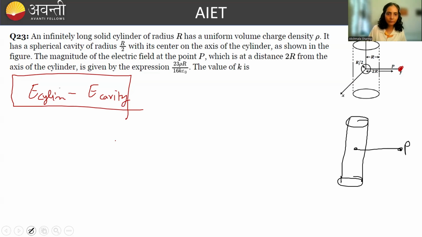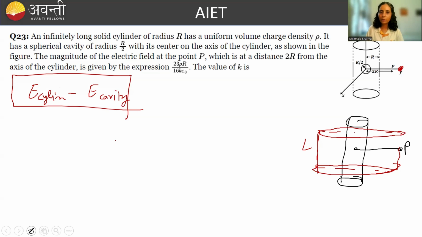So let's take a Gaussian surface. The Gaussian surface here for point P will be what? A cylinder only. So I am taking a cylinder of length L, suppose, and of base radius 2r. Okay, so this is this. Now, if we use Gauss's law, then electric field will be outward like this. If we are going to do E dot dS, the area vector is normal to the surface.